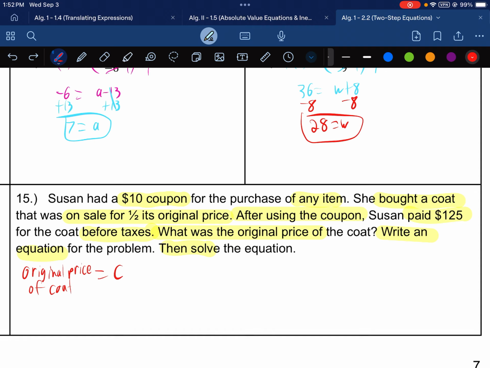So here, we take the original price of the coat, and we know that she bought the coat that was on sale for half the original price. So that would be 1/2 times the original price of the coat. Then Susan used the coupon, which takes $10 off or subtracts the cost by 10. And that leaves Susan paying $125. So if we take the original price of the coat, C, and multiply it by 1/2 or divide by 2, it's the same thing, we get the sale price. Then if we subtract the $10 coupon, we get what she paid.